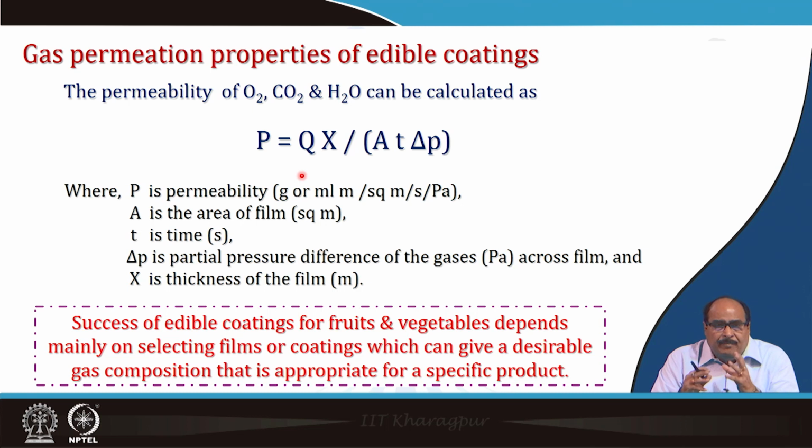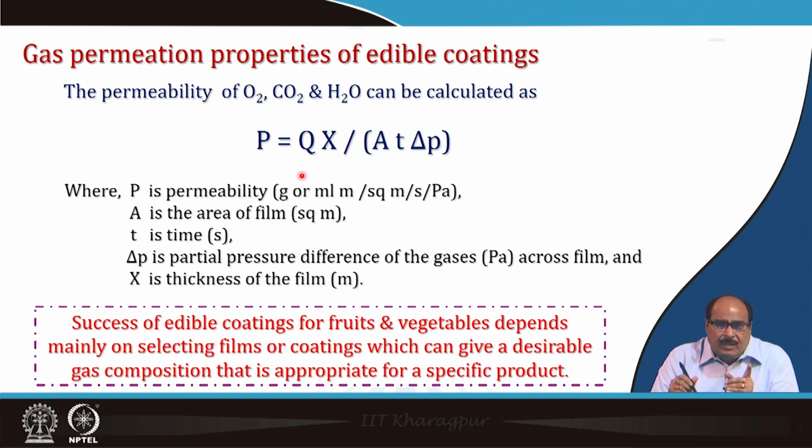Now, let us see very important properties like gas permeation properties of the edible coatings. The permeability of O2, CO2 and H2O can be calculated as P = Qx/(A t ΔP), where P is the permeability of the gas, it may be permeability to either O2 or CO2 or H2O, A is the area of the film, t is the time, ΔP is the partial pressure difference of the gases across the film, and x is the thickness of the film.